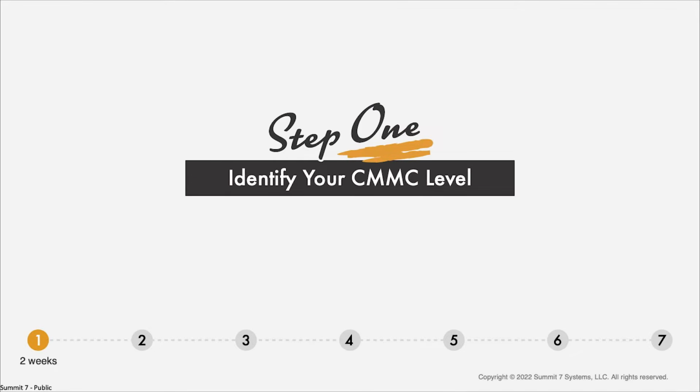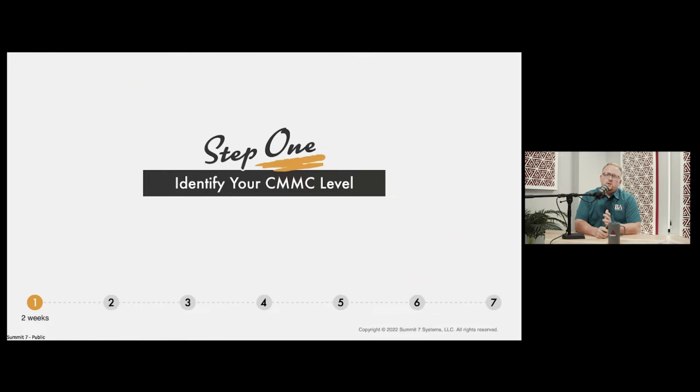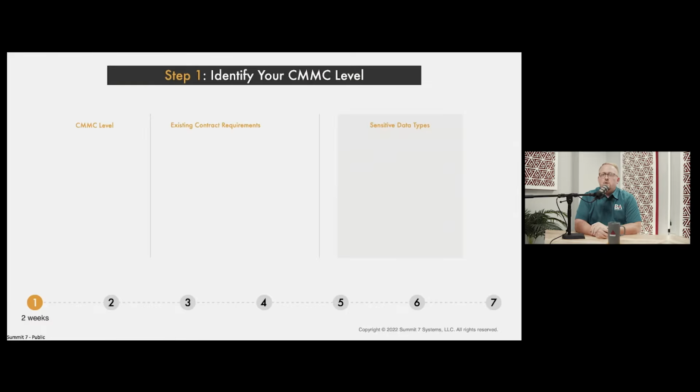So step one, identify your CMMC level. This is typically going to take right at about 2 weeks. The reason for that, and we'll get into it in a second, is it's very hard to find some of this data. What we do, and how we reference it, is we look at existing contract requirements that we have today. So the very first one lining up is CMMC level 1.